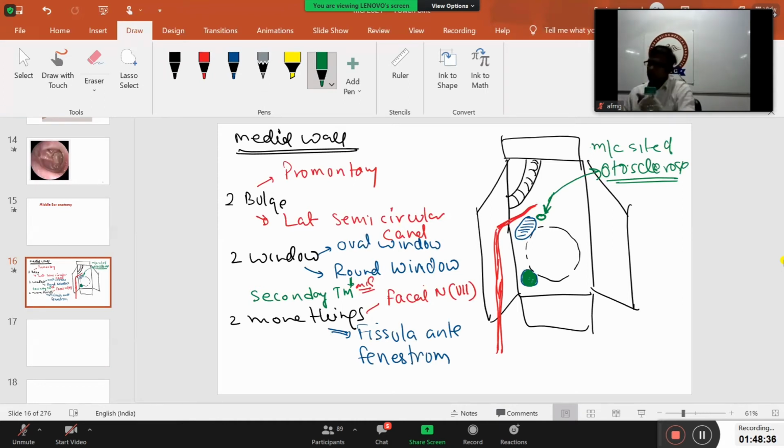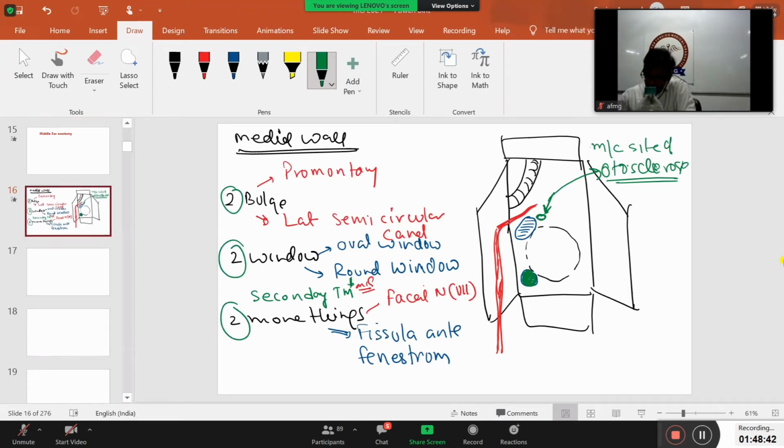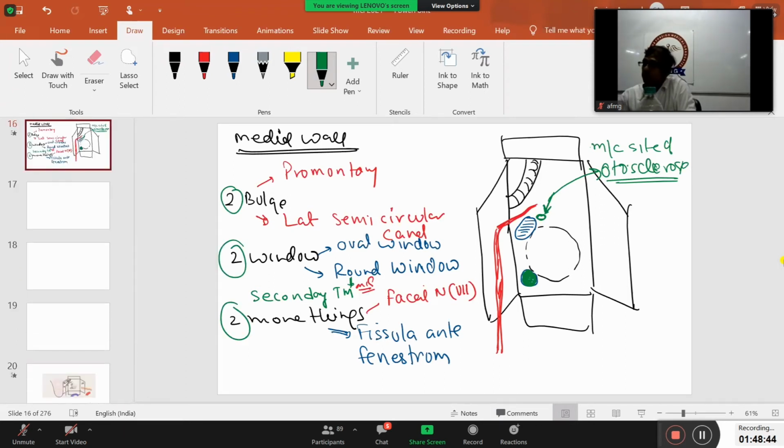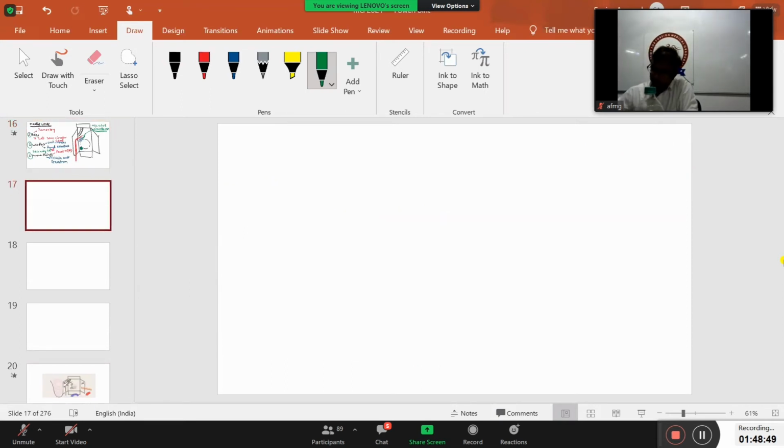Right. So this completes the medial wall, very easy to remember. And the last wall is the posterior wall of the middle ear. I'll draw the posterior wall, one more diagram.